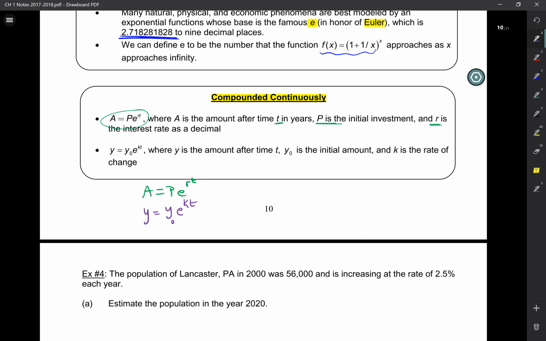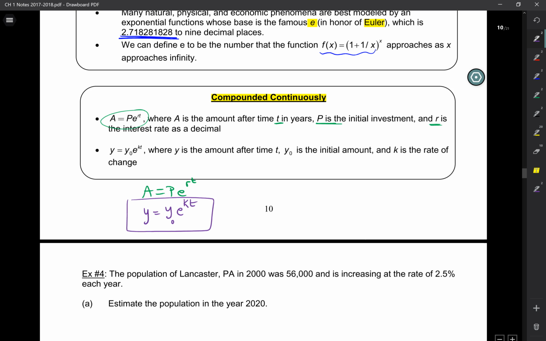Why do we need both? Okay, so A equals Pert has symbols that have been modified to reflect vocabulary in the banking world. But that's only 1% of the real world. Everything else that we deal with uses that purple general formula.